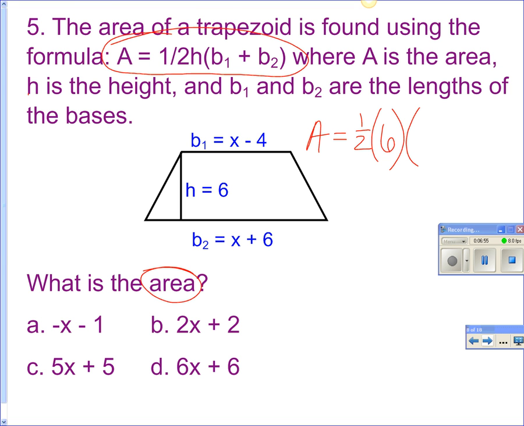Okay. Then it tells you B1 is the base. So look right here. B1 is x minus 4. And you've got to be careful. Read it slowly. What's after the B1? A plus. You have to put a plus right here because there was a plus in the formula. And then B2 is x plus 6.